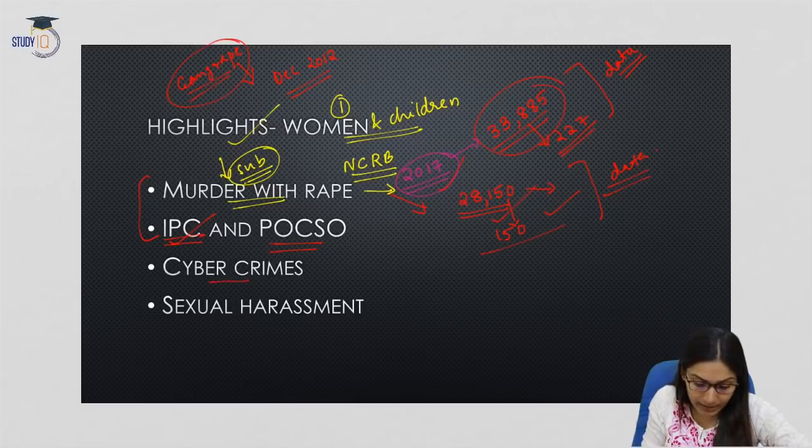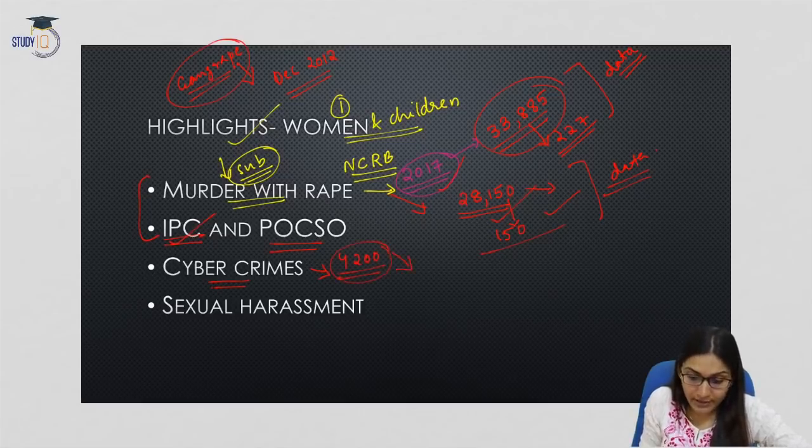Now, next one category is cyber crimes. In the category of cyber crimes against women, nearly 4,200 offences were recorded. And these offences include where women were stalked, blackmailed or morphed pictures were uploaded on the internet, etc. So these are some examples of cyber crimes.